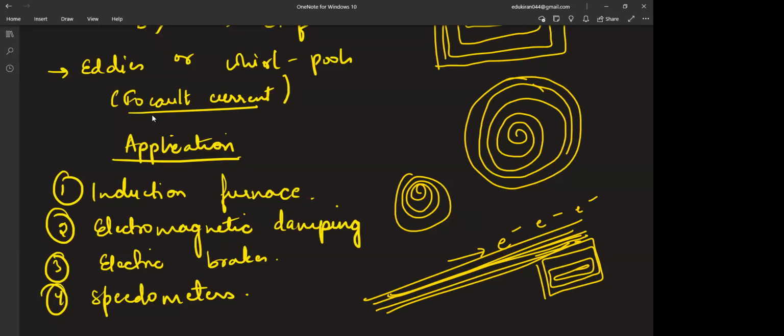We call these types of current eddy currents because eddies means only whirlpools. This is also called Foucault current. So application is that it is used in speedometers in vehicles. Electric brakes are mainly the brakes that are applied through circuits. If the circuit breaks, electrical brakes will not be applied.